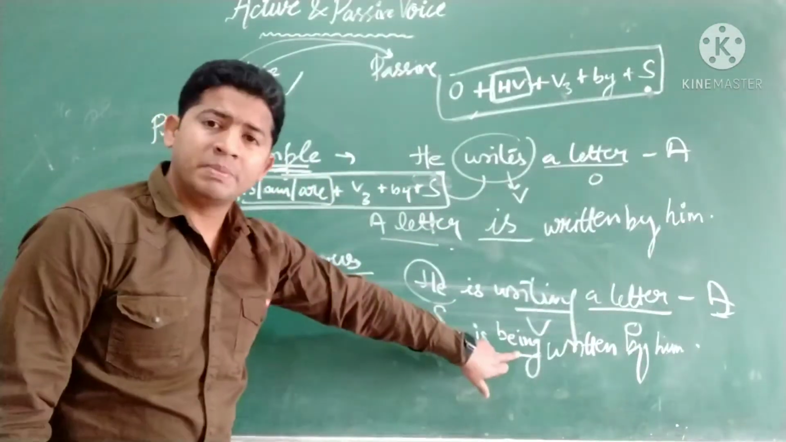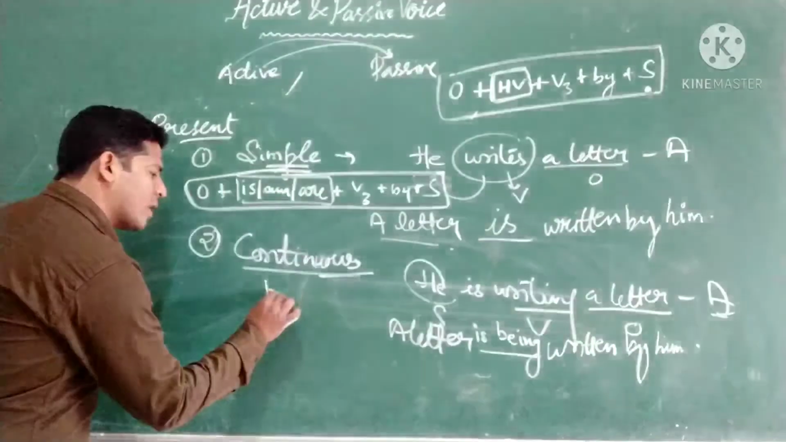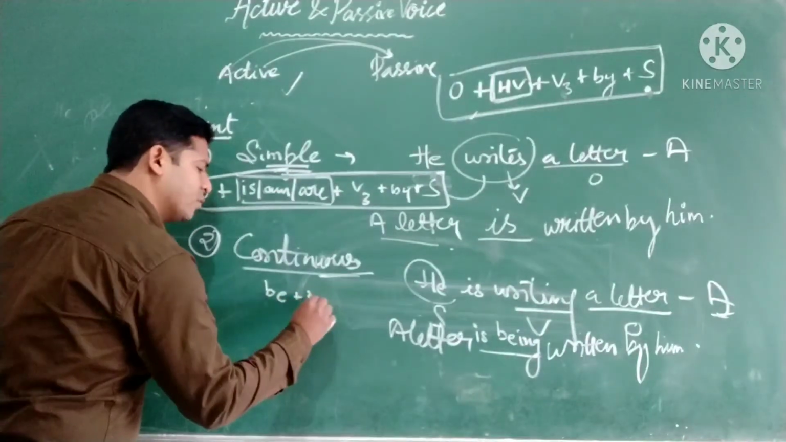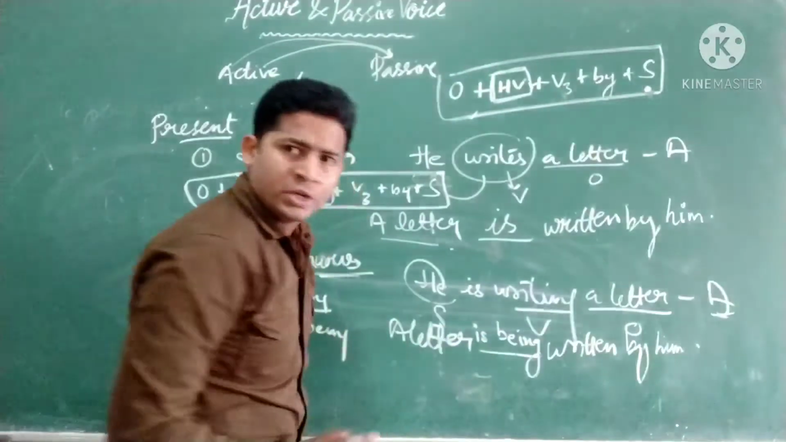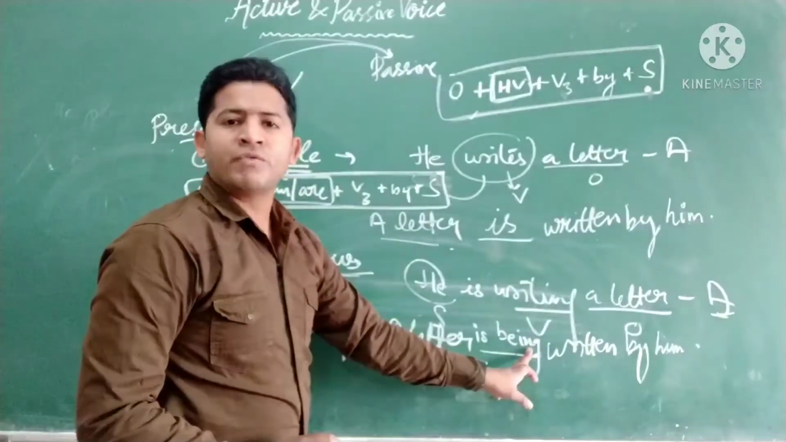Understand why we use be. I told you we have to make it continuous. Continuous requires the ing form of the verb. Be form of verb plus ing. If you write it, it will become being. So the sentence now became continuous. It now has a helping verb, and it has the ing form of the verb also.